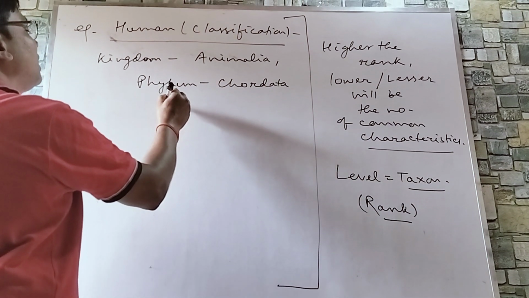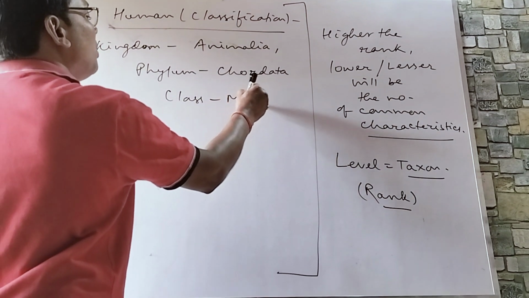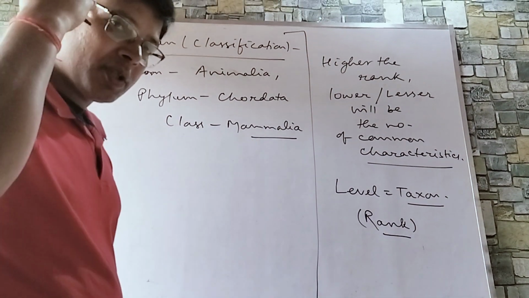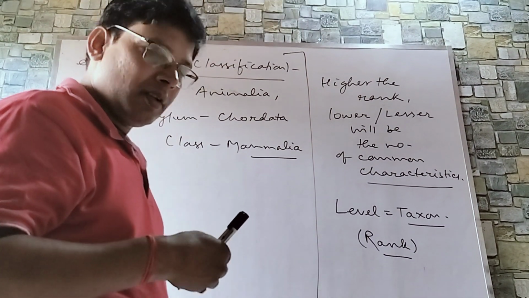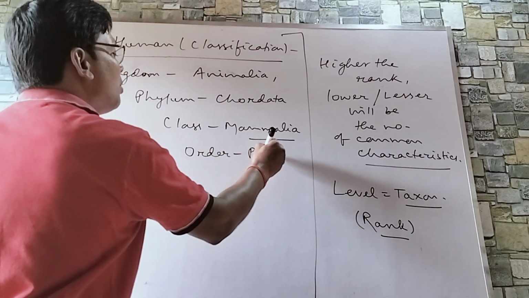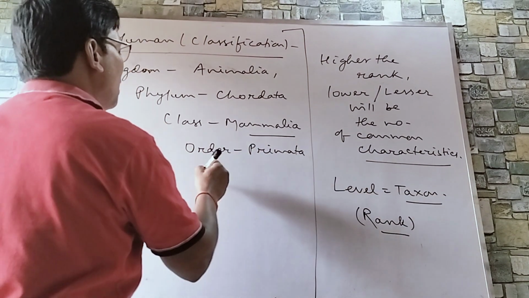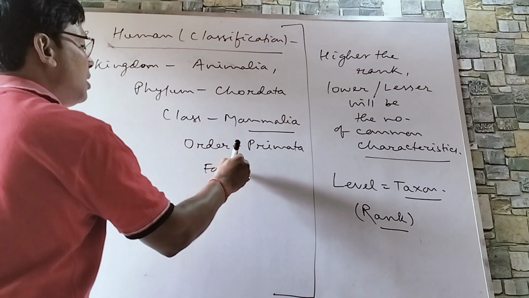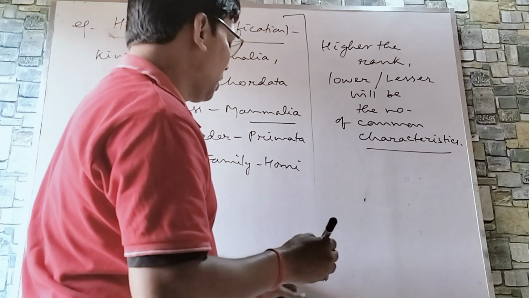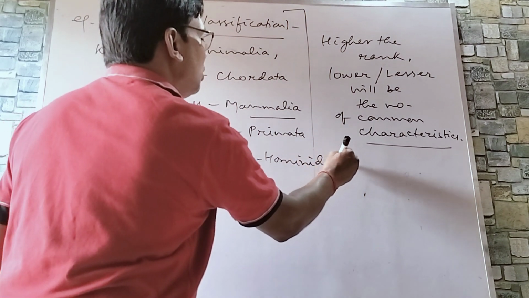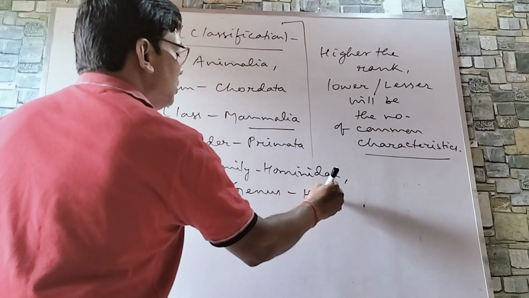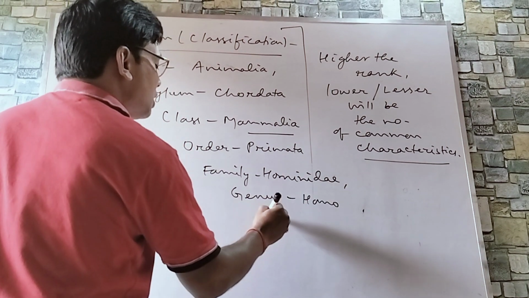After that, class Mammalia, that is hairs present on skin, diaphragm present; all these you can mention here. Order, you can write Primata. After that, family, you can write Hominidae. These things you have to learn. And genus, you can write Homo, and species, you can write Homo sapiens.